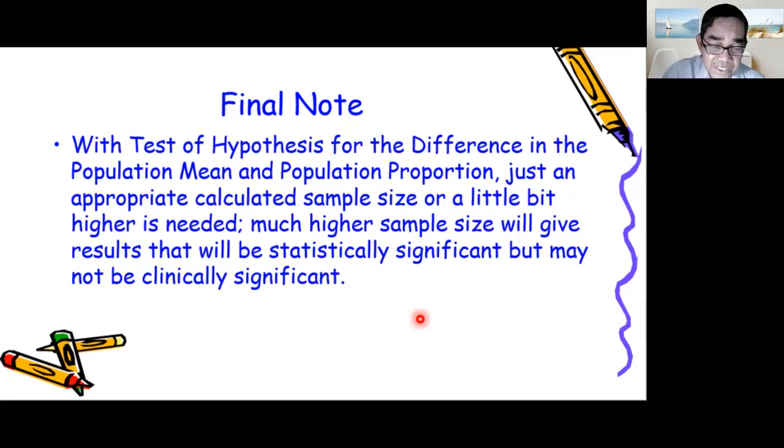So what is my message? With test of hypothesis for the difference in the population mean or population proportion, just enough, just what is required. But for estimation of the population proportion or mean, much larger sample size, more accurate results.